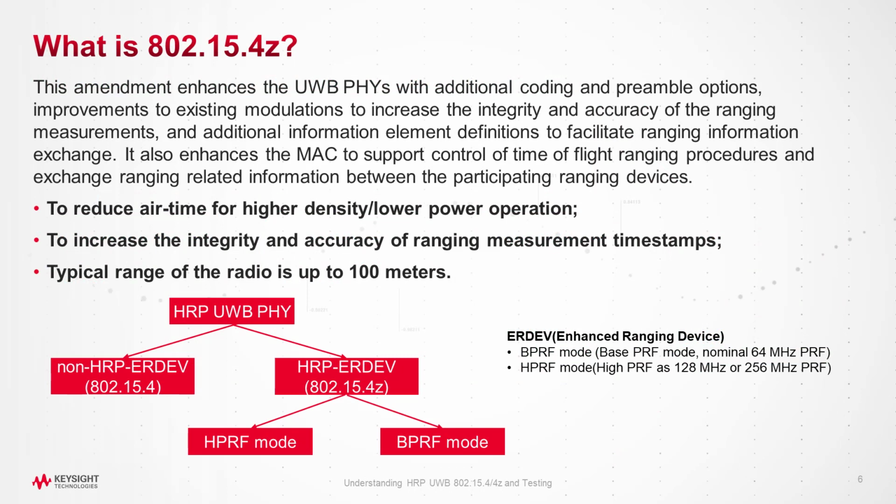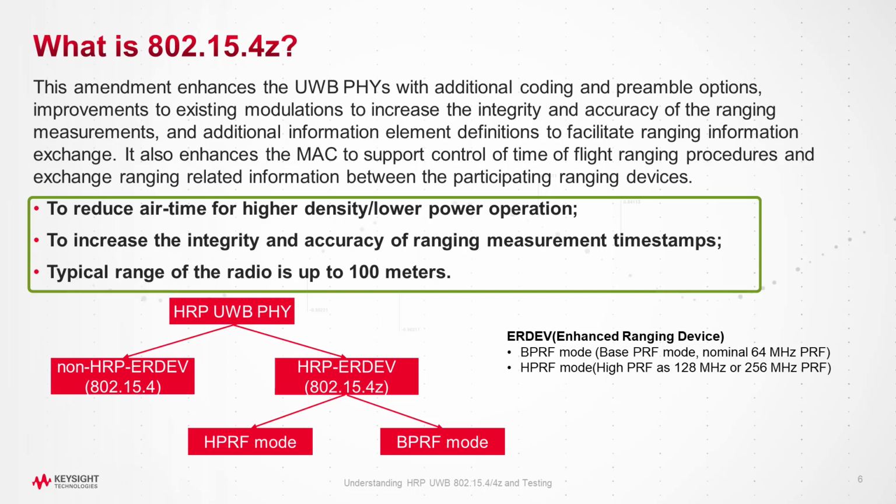802.15.4z introduces a new mode known as HRP ERDV, meaning Enhanced Ranging Device, which includes two modes: BPRF, Basic Pulse Repetition Frequency, at 16.4 MHz, or HPRF, High Pulse Repetition Frequency, at 128 or 256 MHz. 802.15.4z has the advantages of reducing airtime for higher density and lower power consumption, and also increasing the integrity and accuracy of ranging measurement time steps. The typical ranging can be up to 100 meters.